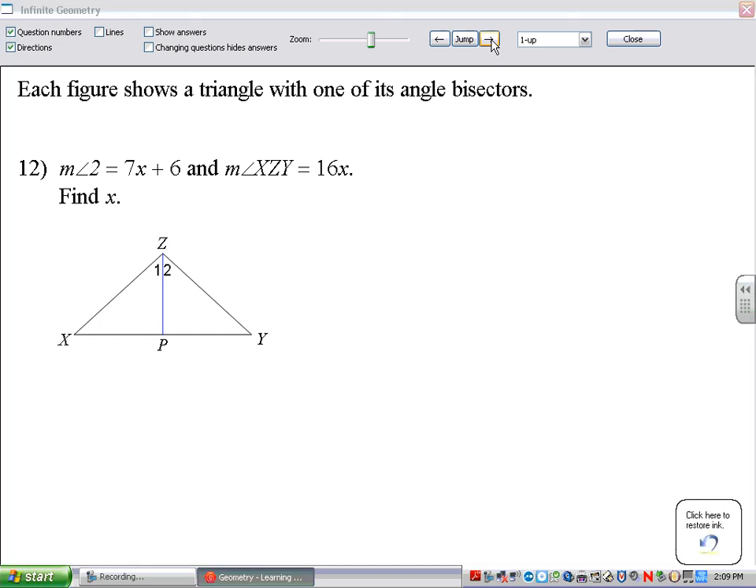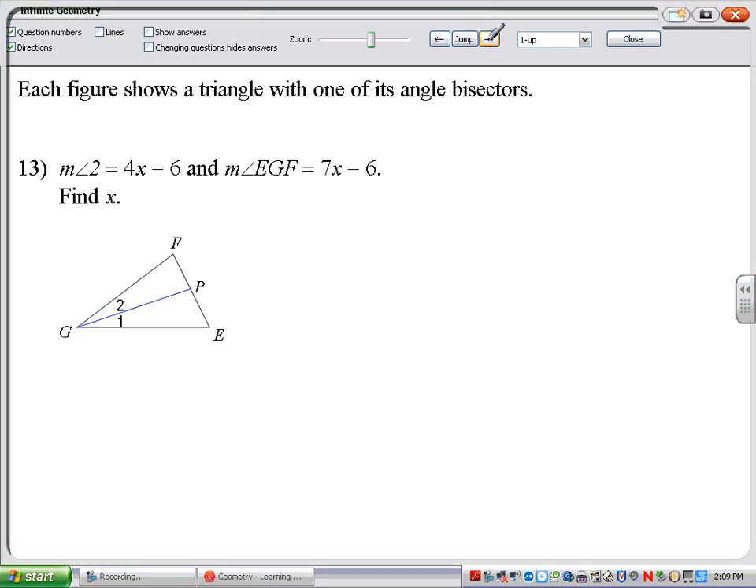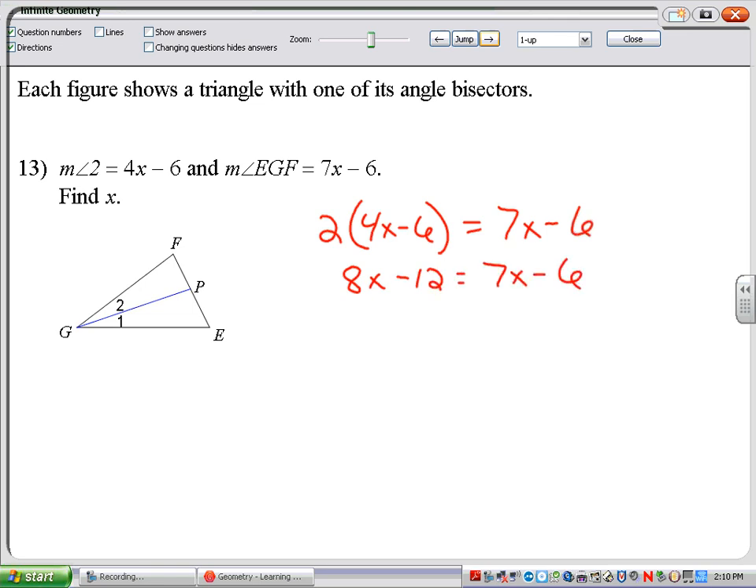Let's move on to 13. This one reads, the measure of angle 2 is 4x minus 6. That's a smaller angle. And the measure of EGF, that's the big angle, is 7x plus 2. So I have to take the small angle, 4x minus 6. It's small, so I double it, and it equals the big one, 7x minus 6. So distribute: 8x minus 12 equals 7x minus 6.